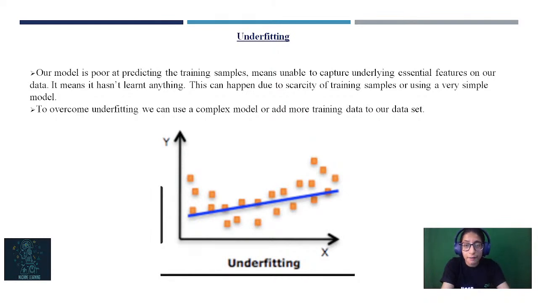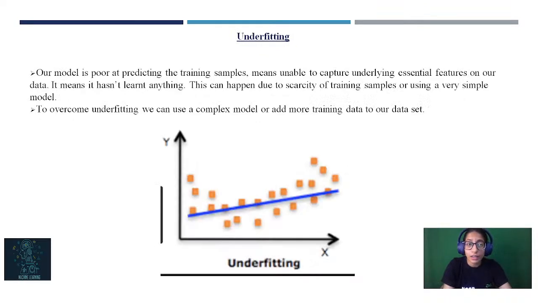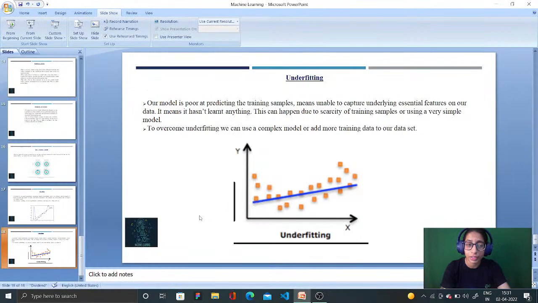Correct. These are the two parts. For overfitting we use techniques like regularization, that is lasso and ridge, and for underfitting we use a more complex model, adding more training data to our data set. These are the two parts to find out what underfitting and overfitting are, and the conditions to use them. Correct.